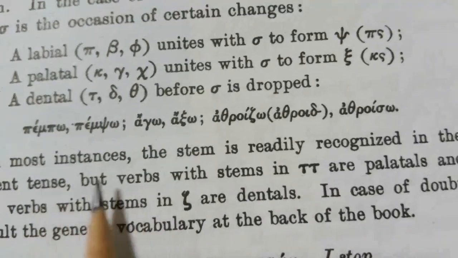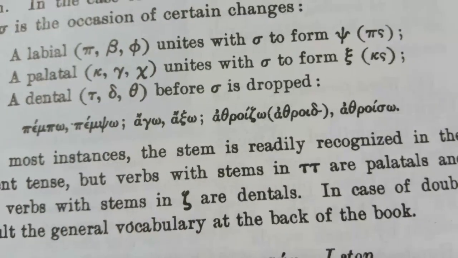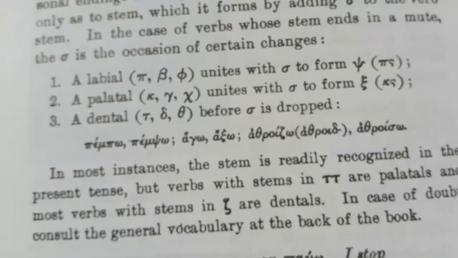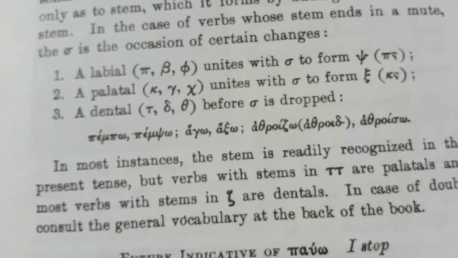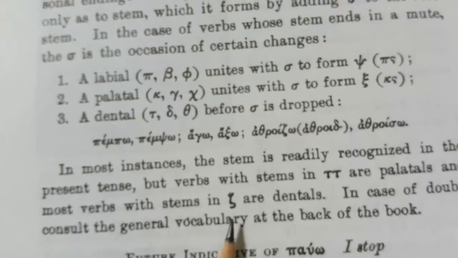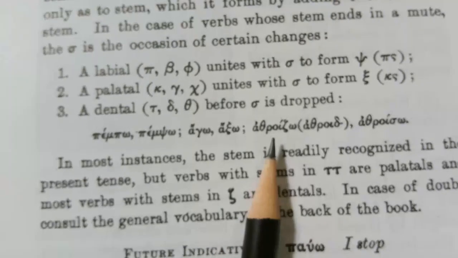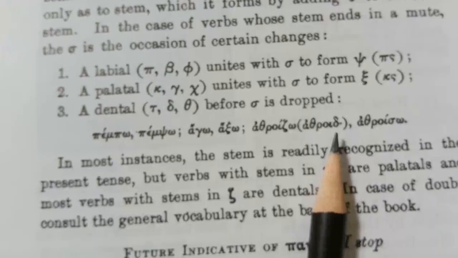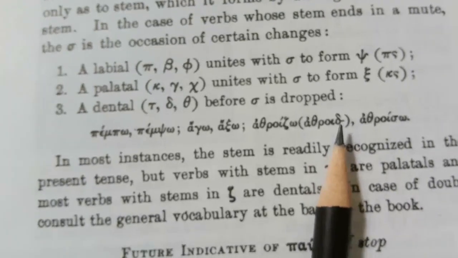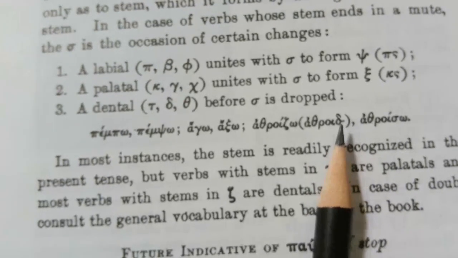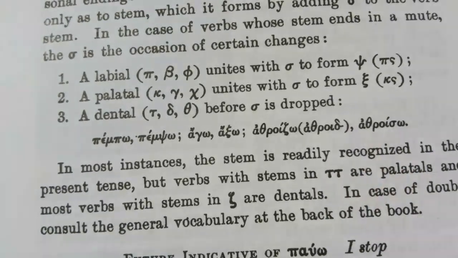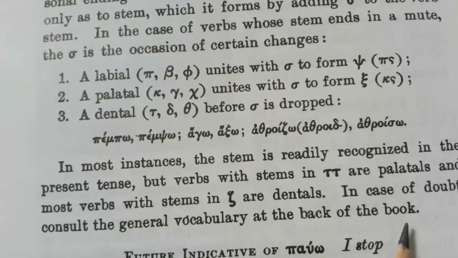In most sentences, the stem is readily recognized in the present tense, but verbs with the stems in tau, double tau or double sigma, are palatals, and most verbs with the stems in zeta, like athroizo, athroiz, are dentals. Athroid. So the original is a delta here, which is going to drop out in front of a sigma to make the future athroiso. Okay. In case of doubt, consult the general vocabulary at the back of the book.